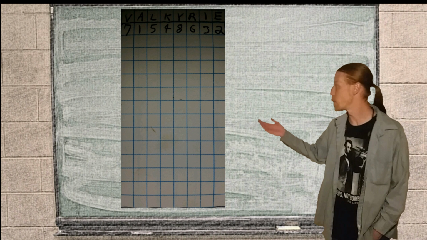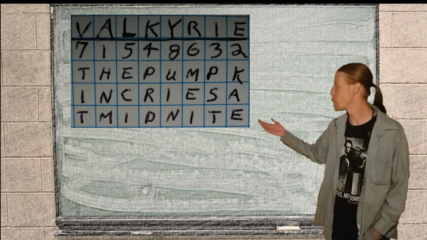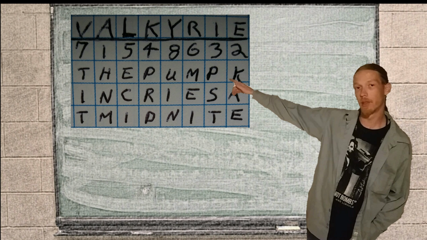In our example, I'll use the word Valkyrie. The keyword holds our algorithm for both encryption and decryption. The number of letters gives us a grid 8 cells wide. We put in our message, "The pumpkin cries at midnight," and take off columns in alphabetical order using the key, which gives us this.